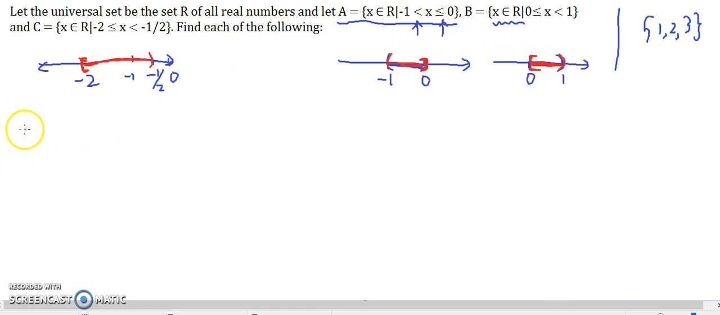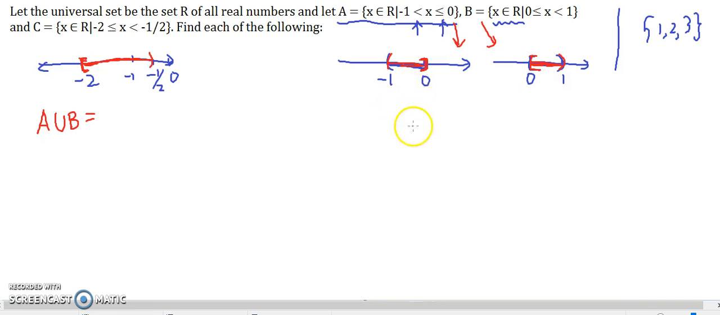So first one, let's do A union B. Union means any number that is either in A or in B. Be careful, they don't have to be in both of them, just either in A or B. So this one is A, this one is B. So let's look at the union. We're going to put them together in one, combine them on one number line.